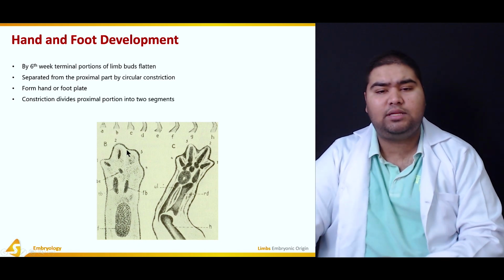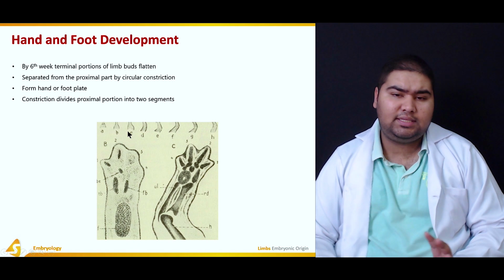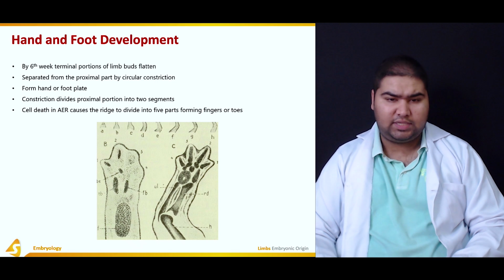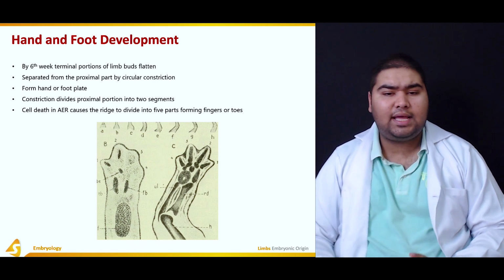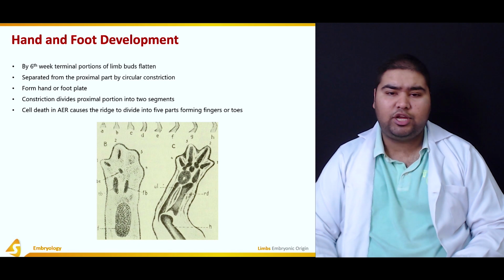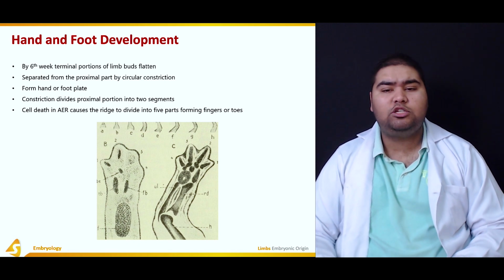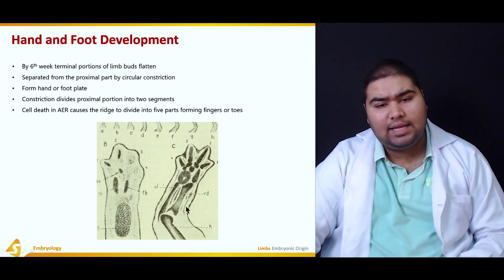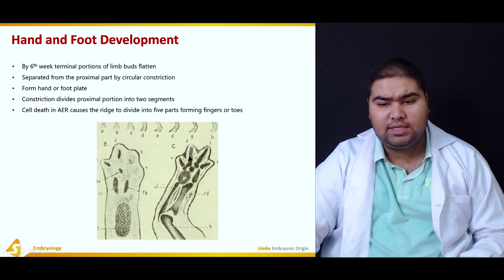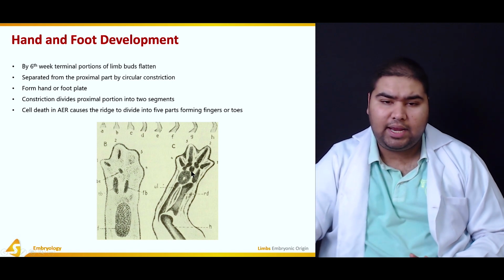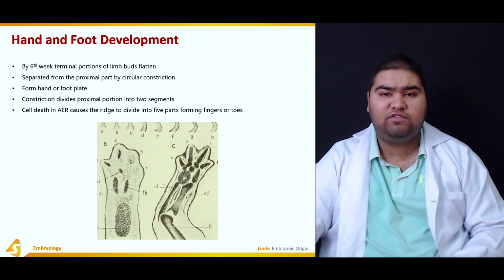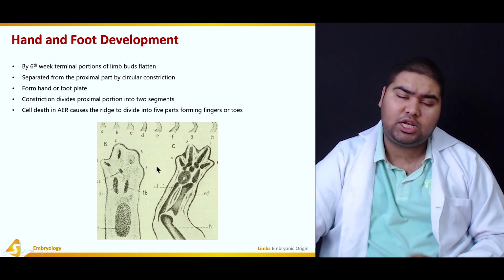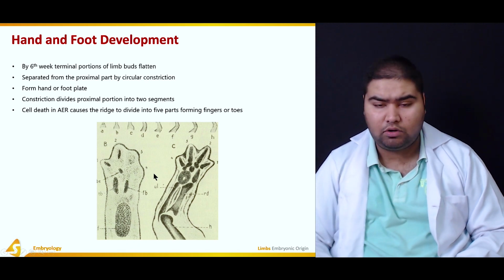So the constriction divides the proximal portion into 2 segments. Cell death in the AER, the apical ectodermal ridge, causes the ridge to divide into 5 parts, forming the fingers or toes. So cell death occurs in the clefts between the fingers, and it causes the apical ectodermal ridge to divide into 5 separate parts which will develop into adult fingers or toes.